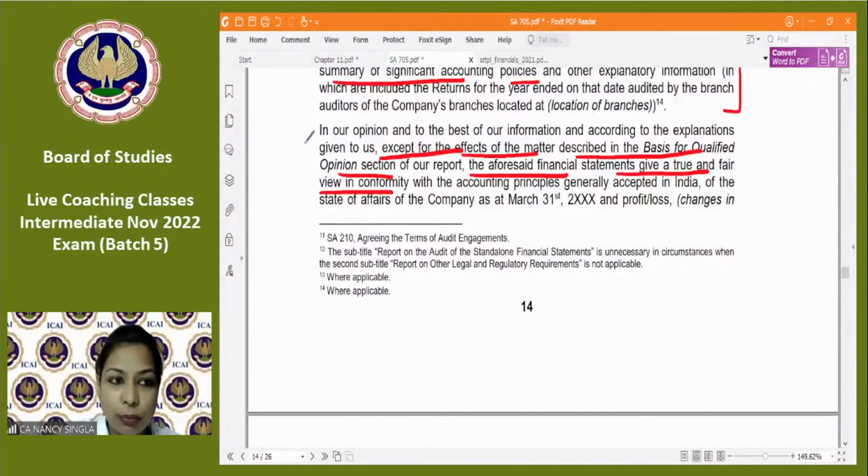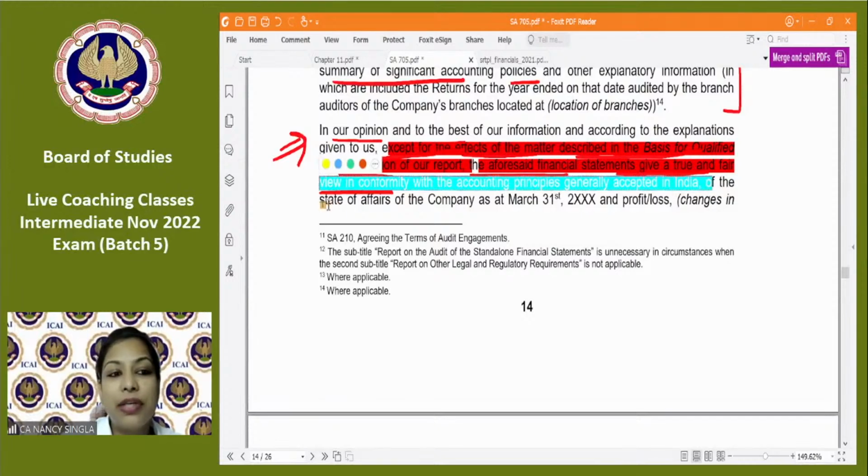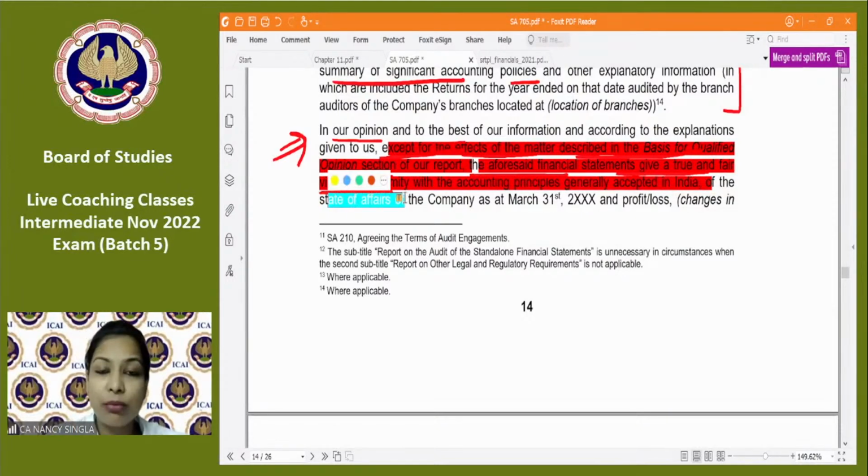ठीक है? So what is the opinion? The language that will be used is a standard language which has been given by SA 705. So all the auditors who are conducting audit in accordance with standards on auditing follow this format only. So in our opinion and to the best of our information, ठीक है, and according to the explanation, except for the effects of the matters described in the basis of qualified opinion section, the aforesaid financial statement give a true and fair view as per the accounting principles generally accepted in India. ठीक है? तो हम क्या बोल रहे हैं?